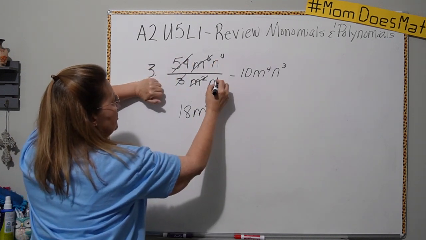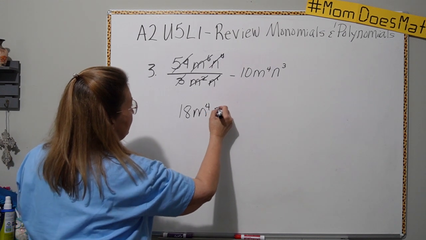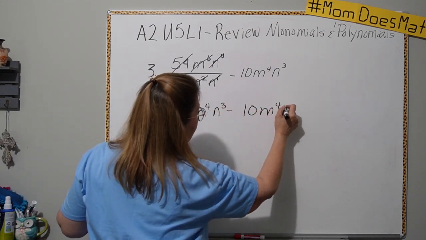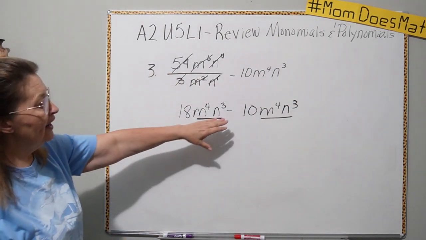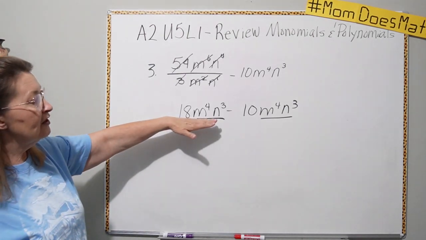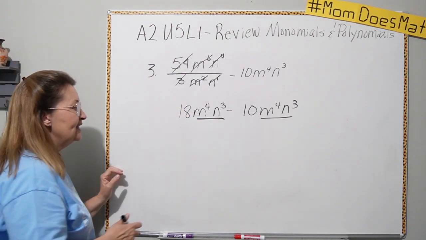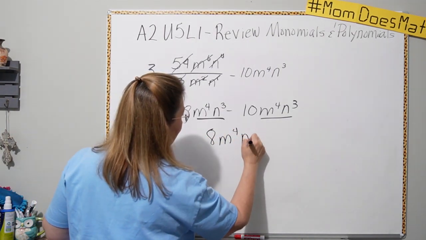Then this one actually has a 1 for an exponent, so n to the 4th over n to the 1st is n to the 3rd. Right? Now, fortunately, our terms match. Now we're combining by subtraction. Since the variable portion matches, not just the letters, but the exponents also, I can just do 18 minus 10, which is going to give me 8 m to the 4th n to the 3rd.